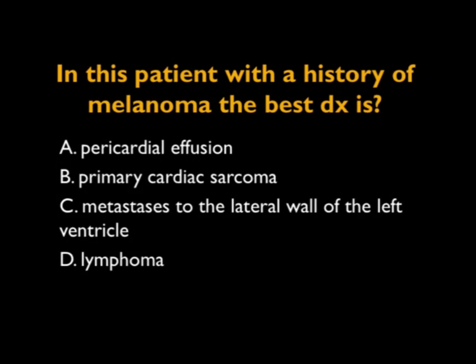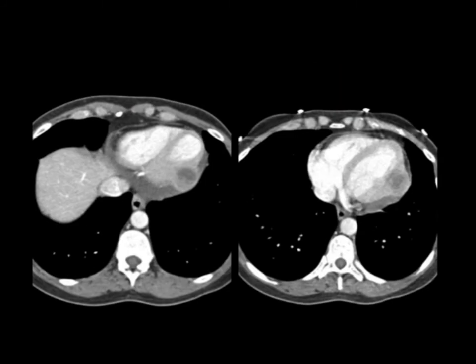This patient has a history of melanoma, and I asked you for the best diagnosis. When you look at these lower chest images, you see a mass that literally is involving the wall of the left ventricle. Now, if you think about tumors, and this should be a tumor, it's 40 times more common to get a metastasis to the heart than a primary tumor.